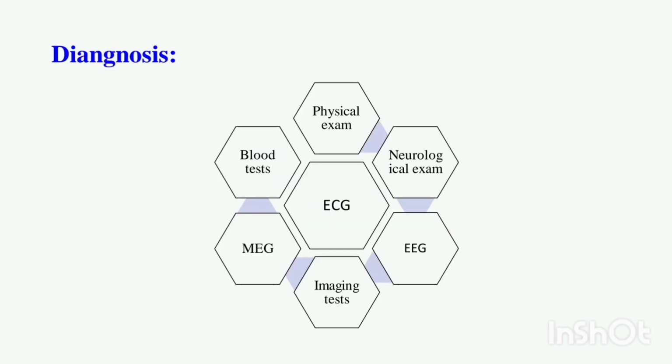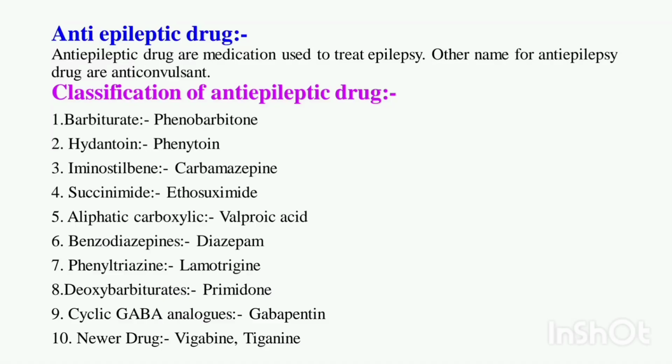Epilepsy can be diagnosed by blood test, MEG, that is magnetoencephalogram, imaging test, EEG, that is electroencephalogram, neurological exam, physical exam, and ECG. Next one is anti-epileptic drugs. Anti-epileptic drugs are medications used to treat epilepsy. Another name for anti-epileptic is anticonvulsant.